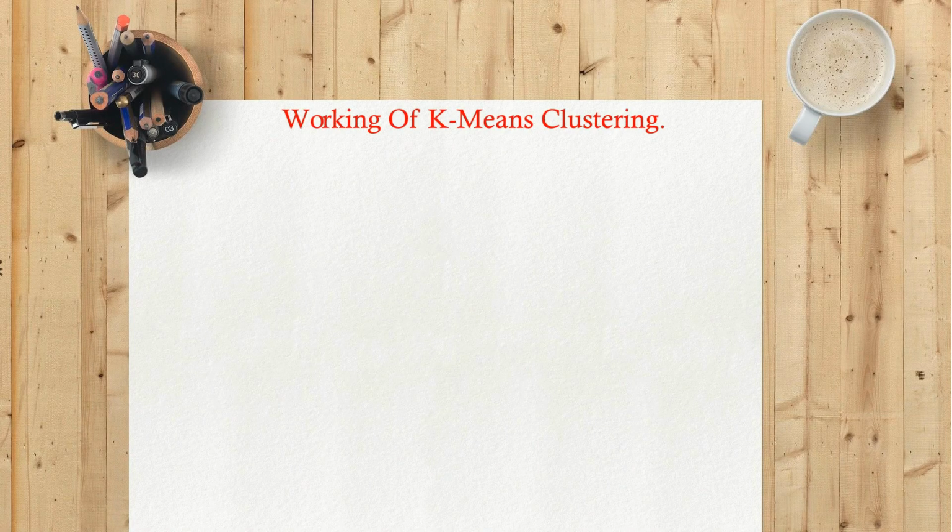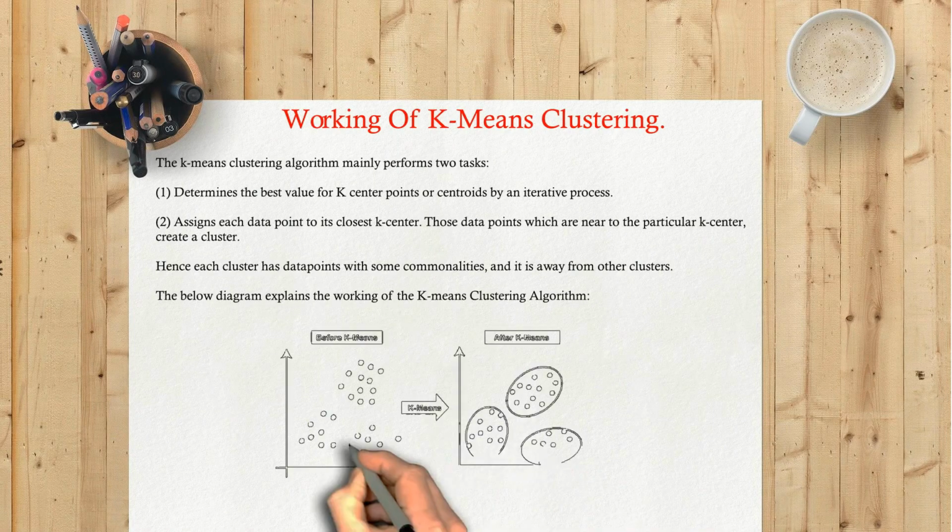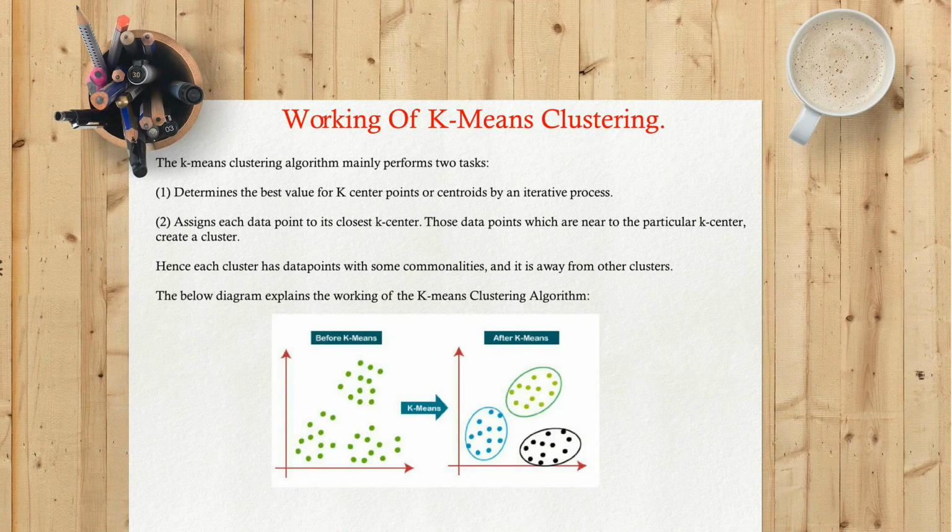Working of K-means clustering. The K-means clustering algorithm mainly performs 2 tasks. 1. Determines the best value for K-center points or centroids by an iterative process. 2. Assigns each data point to its closest K-center. Those data points which are near to the particular K-center create a cluster. Hence each cluster has data points with some commonalities, and it is away from other clusters. The below diagram explains the working of the K-means clustering algorithm.